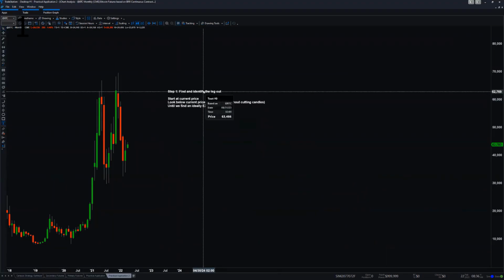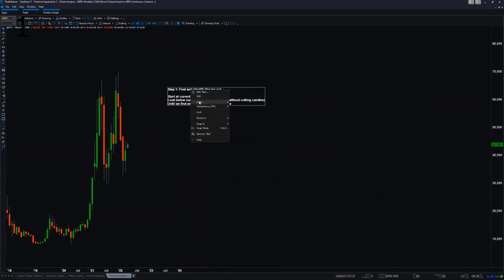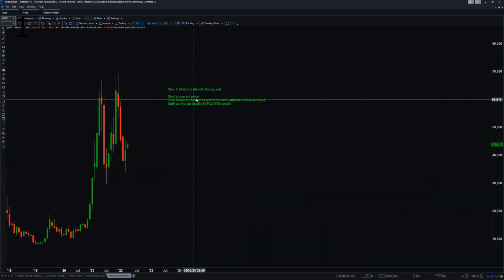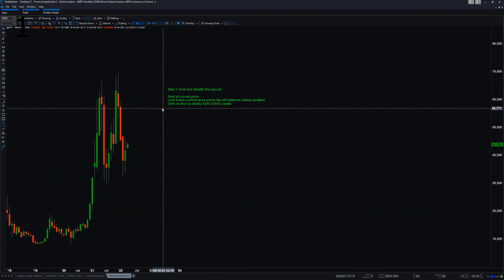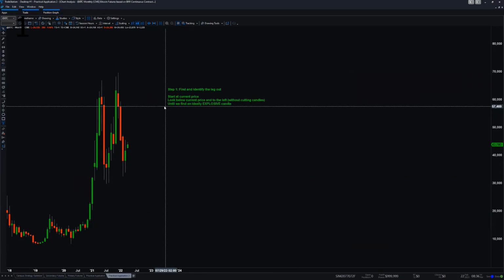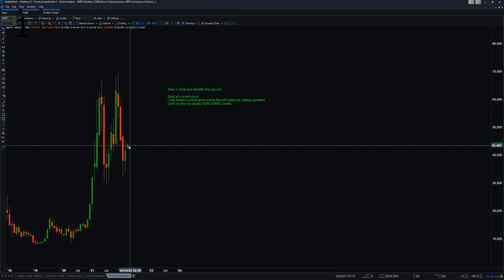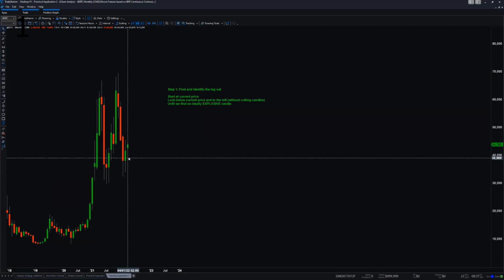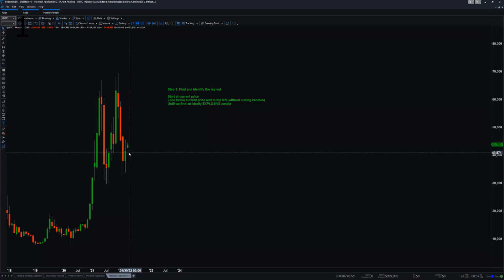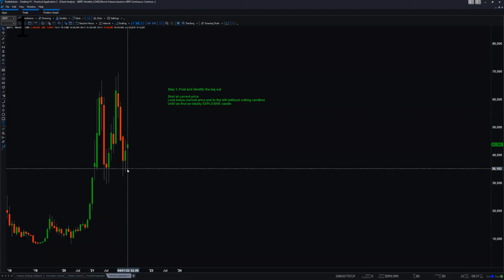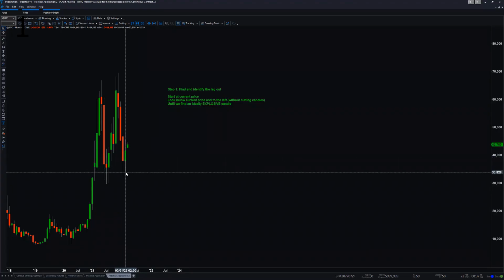So find one. We identify the leg out. So for the leg out, we start at current price, and then we look below the current price and to the left without cutting candles until we find an ideally explosive candle. So is this candle explosive? Probably not. It's rather indecisive, especially if we look at the body to wick range ratio. It's definitely indecisive. So we look to the left, and now I'm here. I go below. Now I'm here.